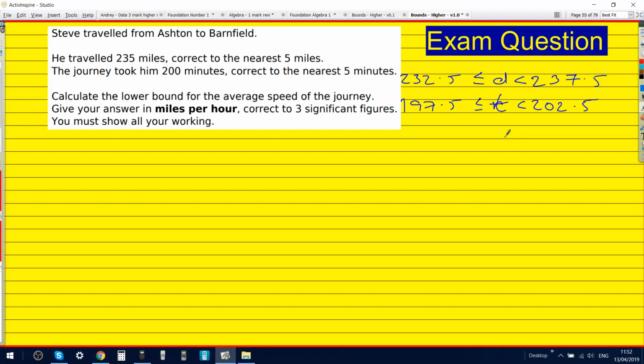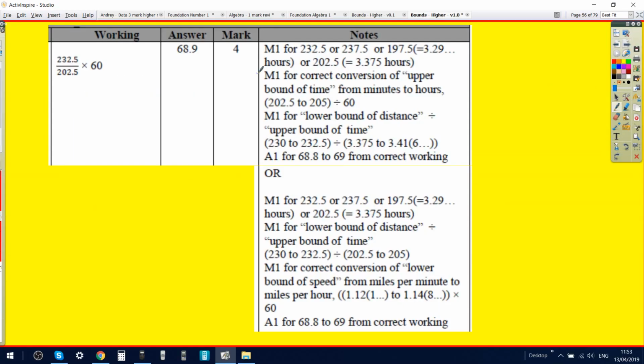Give your answer in miles per hour. So 202.5 minutes in hours is 202.5 divided by 60, which is 3.375. And then you just do 232.5 divided by 3.375, and that gives you 68.88. 3 sig fig? 68.9. And they said it's miles per hour. 68.9.